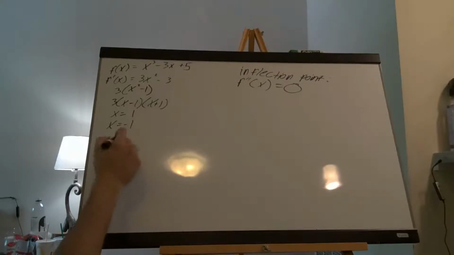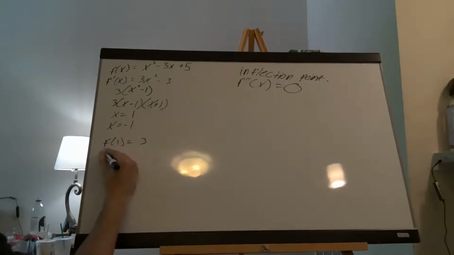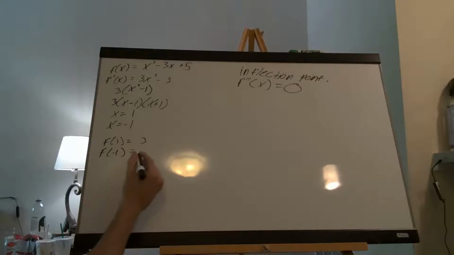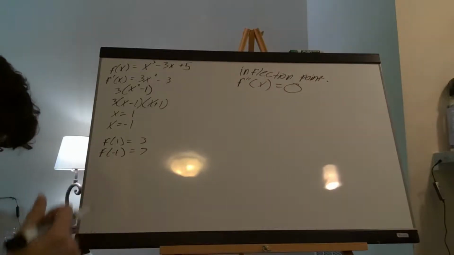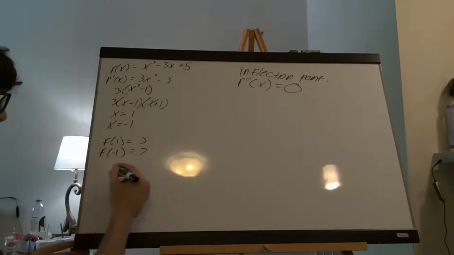Oh, just kidding. 1 minus 3 plus 5, so negative 2 plus 5 is 3. And then f of negative 1 is equal to negative 1 plus 3 is 2 plus 5 is 7. So what we're saying here is that there should be a number c that exists. So I'll rewrite this.